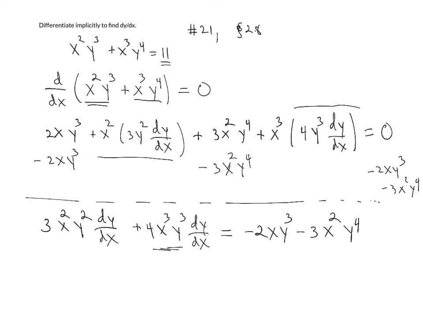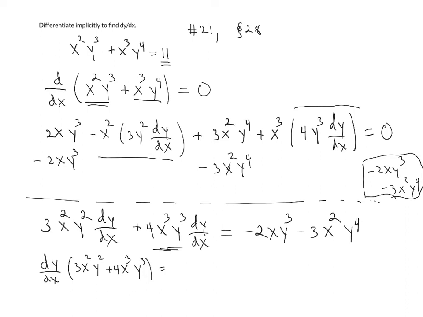And then on the right-hand side, I have these two terms written out. Okay? So 3x squared y squared dy by dx plus 4x cubed y cubed dy by dx equals -2xy cubed minus 3x squared y to the fourth. And the next thing to do is to factor out the dy by dx. Okay, so I have a common dy by dx times 3x squared y squared plus 4x cubed y cubed.